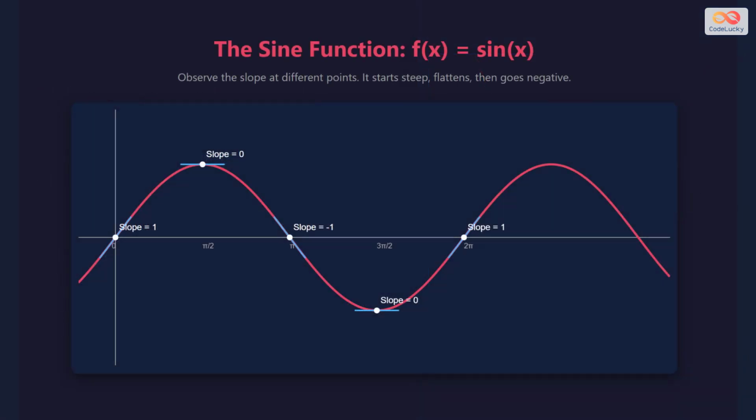Let us look at the sine function. Notice the shape of the wave. It starts at 0, goes up to 1, and comes back down. Pay attention to the steepness of the curve at different points. This steepness is what we want to calculate.